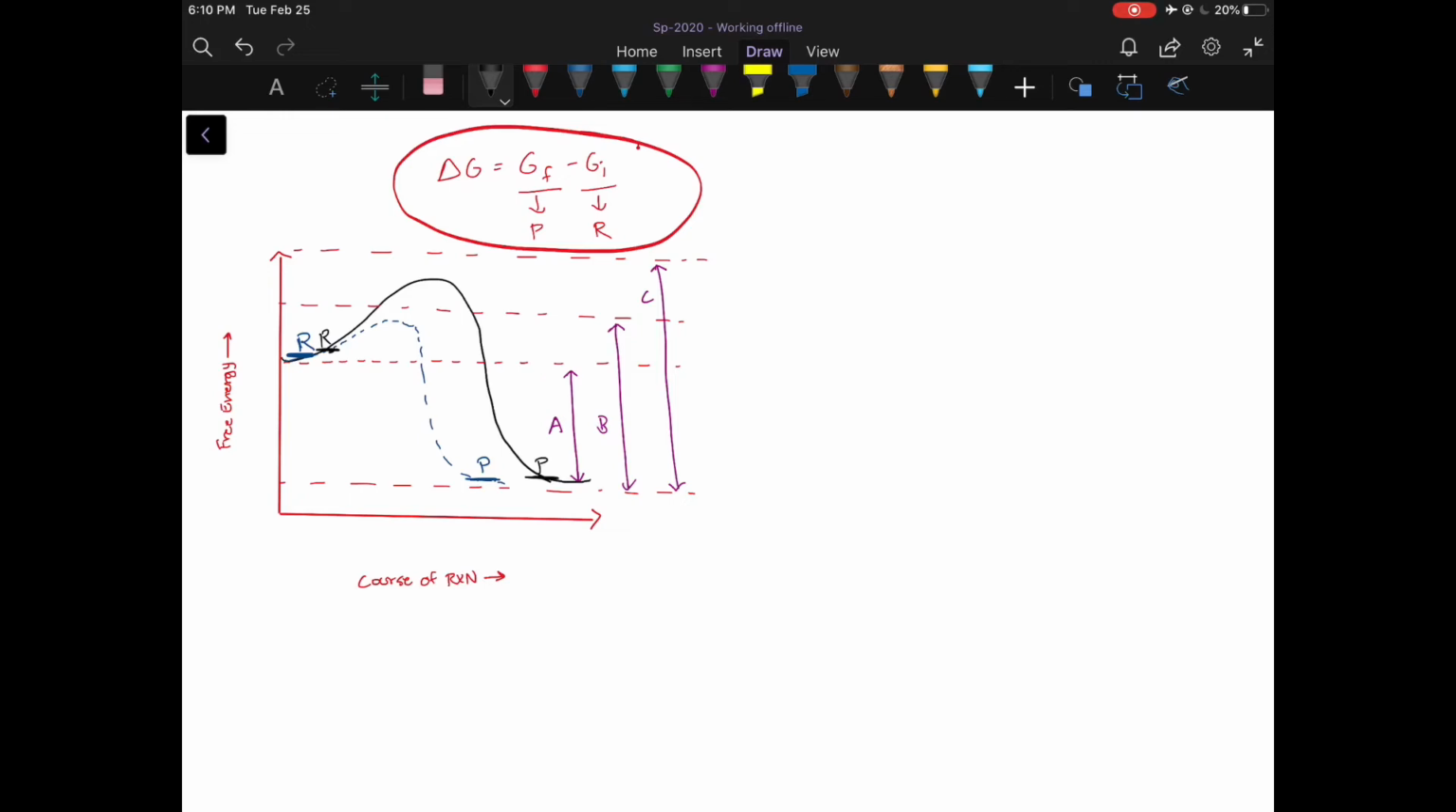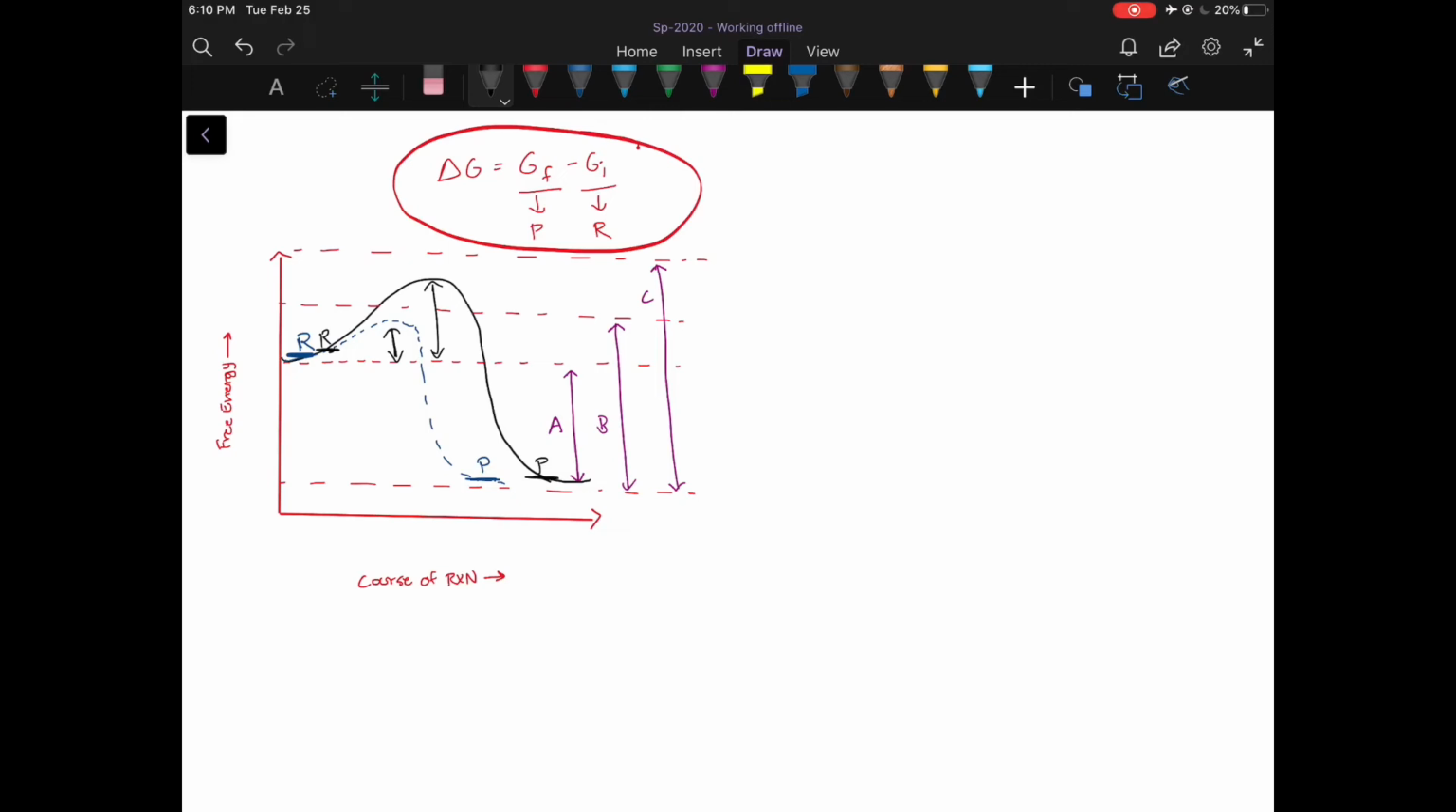Basically, the only difference that these two reactions have is the hump right here. This hump is basically just the activation energy, which means the energy required to go over the transition state for the reaction, and the reaction with a lower activation energy will proceed faster. But our delta G equation doesn't have activation energy. It doesn't take into account any activation energy.